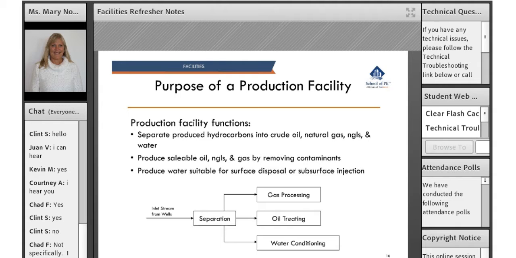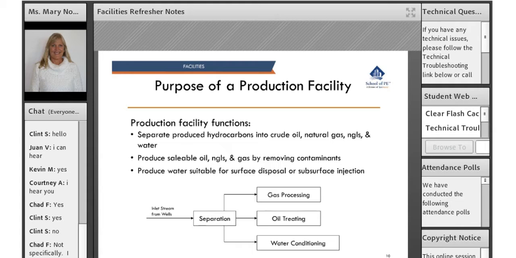Let's get started. So when we're talking about a production facility, the biggest thing is we want to take our produced hydrocarbons and separate them out so we can sell them. That's the biggest thing, whether we've got crude, gas, and water, or gas, NGLs, and water.